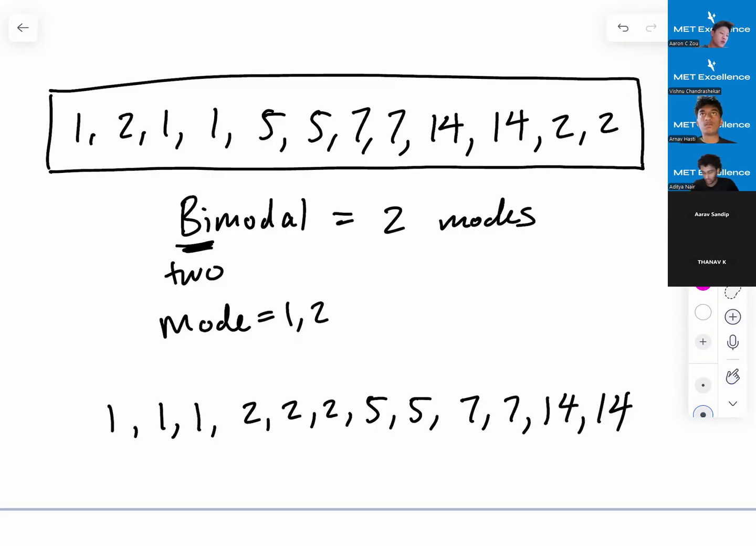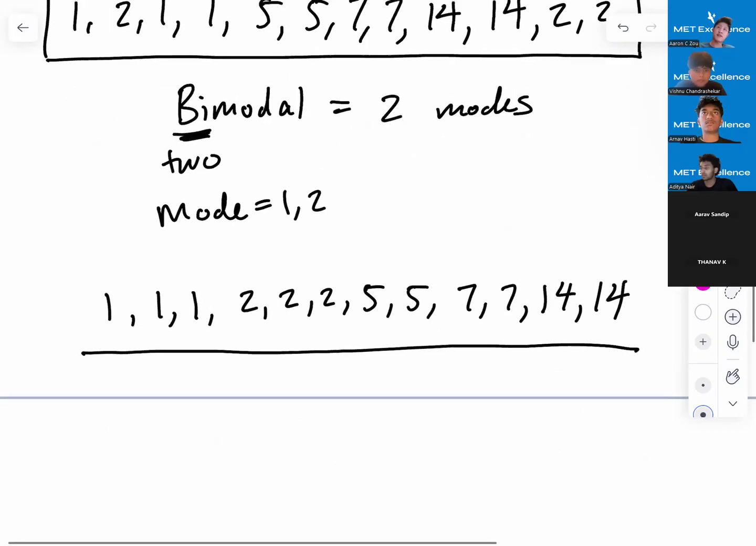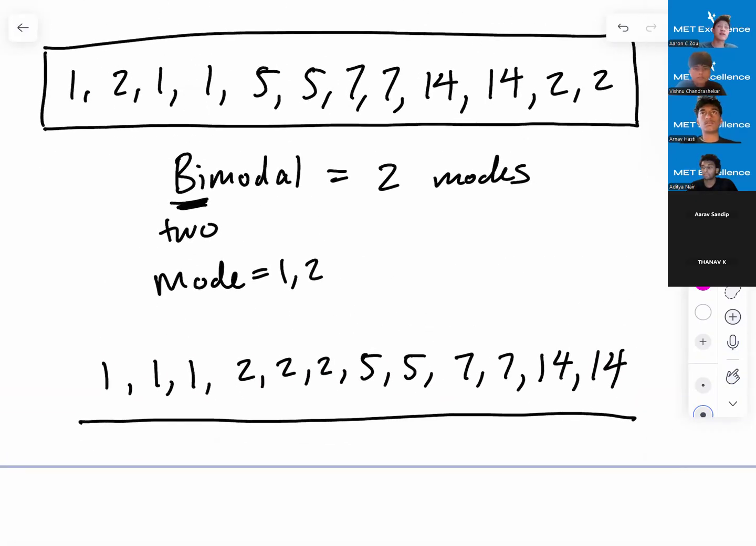All right. So if those of you who are still stuck on finding the median, I ordered the list for you here. Okay. Let's go over how to do this. So as I said earlier, this list is bimodal, so there's 2 modes. The mode is both 1 and 2.